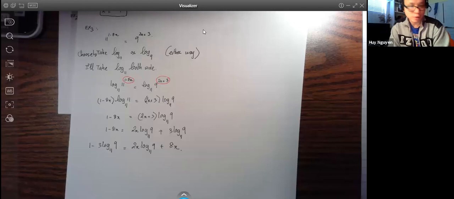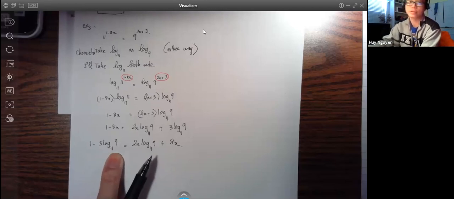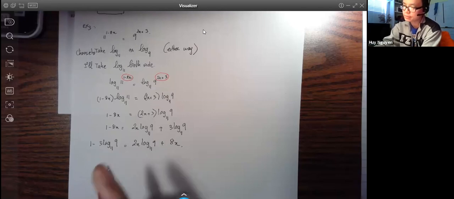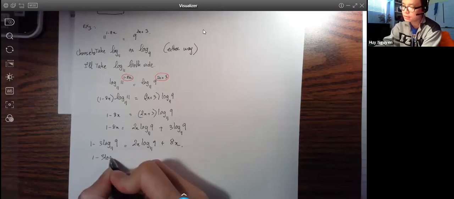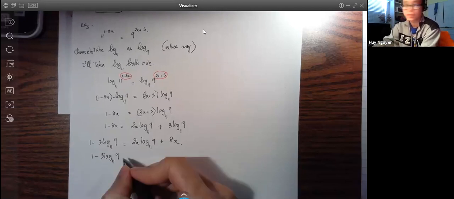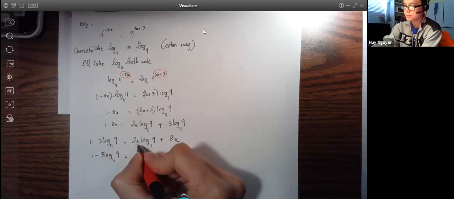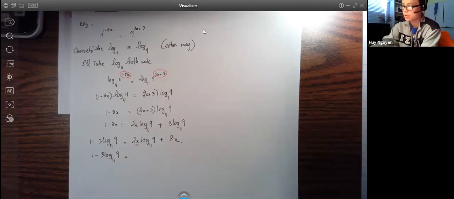All right, we're almost there. On the left-hand side here is a number. You can use a calculator to compute it, but you're not allowed to use one, so you just keep it. On the right-hand side, you need to get x by itself. Over here we have an x, and over here we also have x.